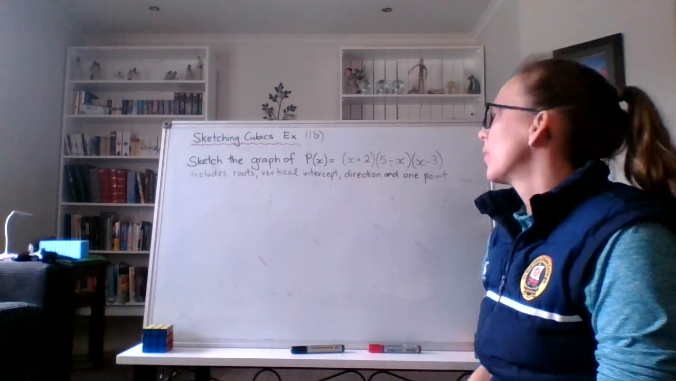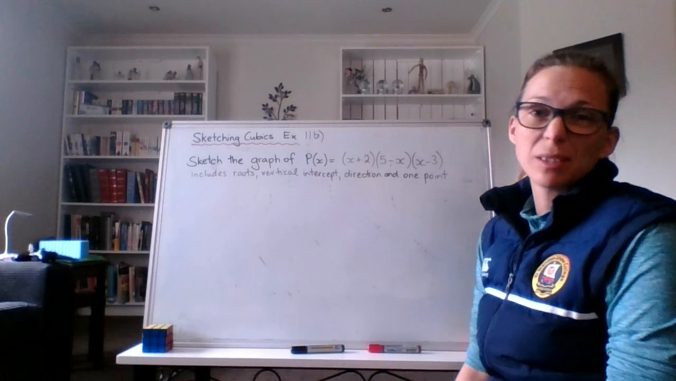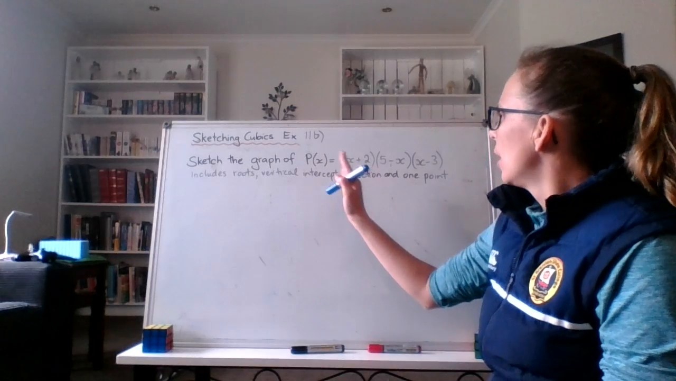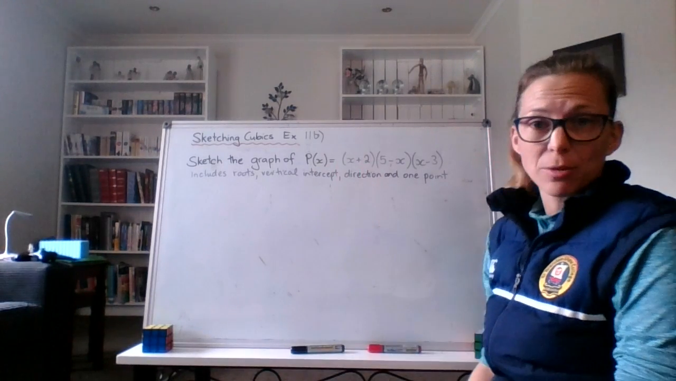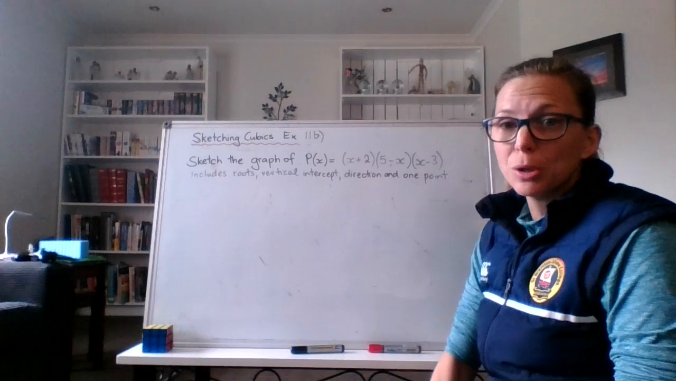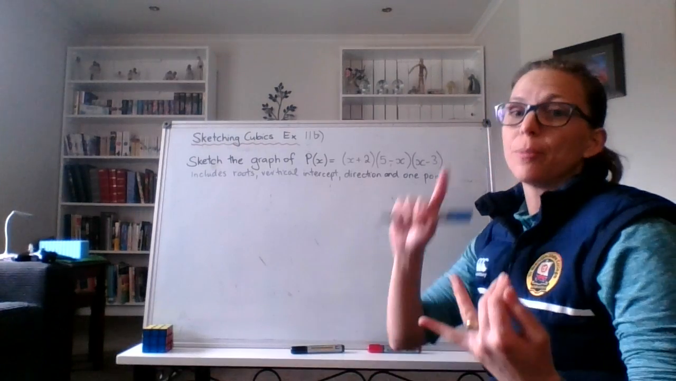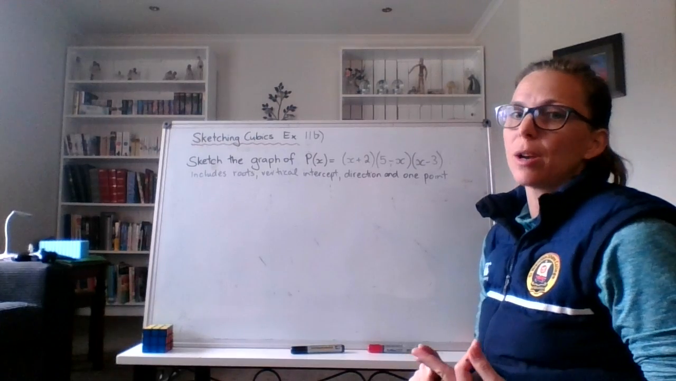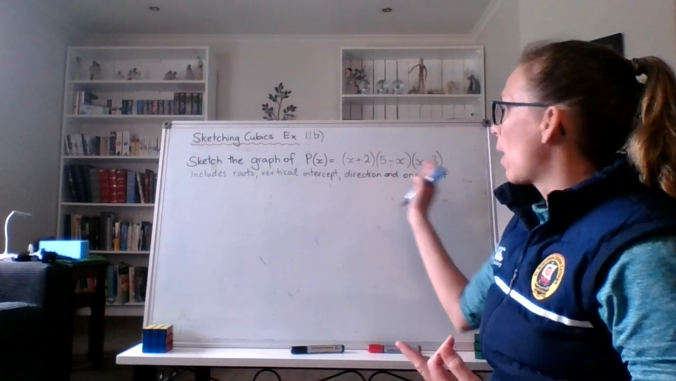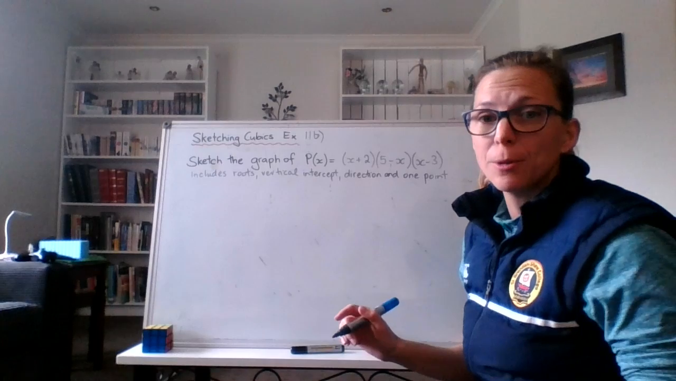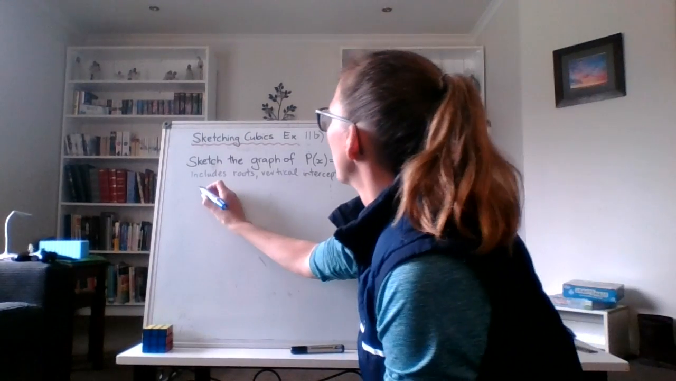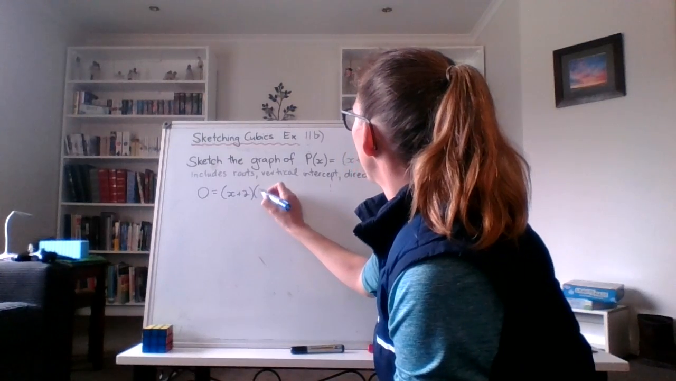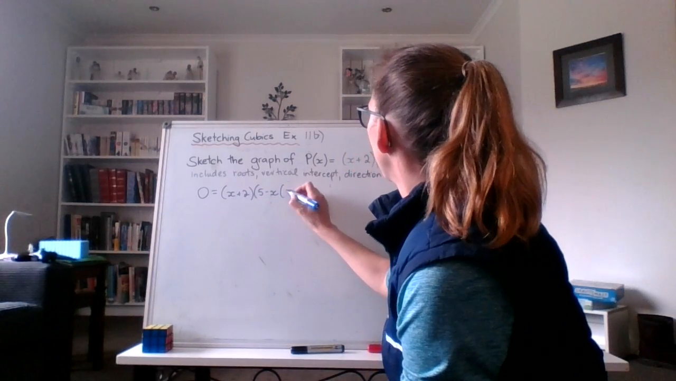Using this one other point can help us determine direction as well. It's another way to do it. As you'll notice, this is already in factorized form, so I don't need to use the factor theorem. I don't need to do polynomial division. It's all there for me. So I can start straight away by finding my roots. I'm going to equate the function to 0. So I've got 0 equals (x + 2)(5 − x)(x − 3).